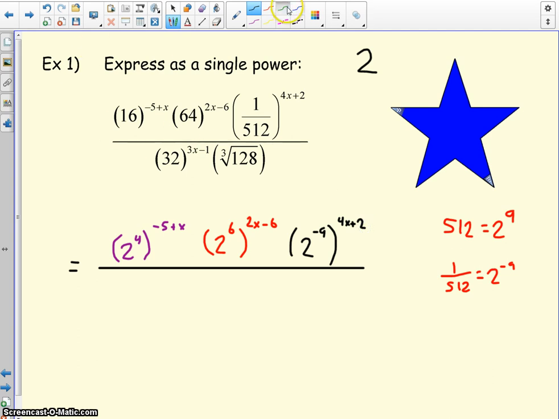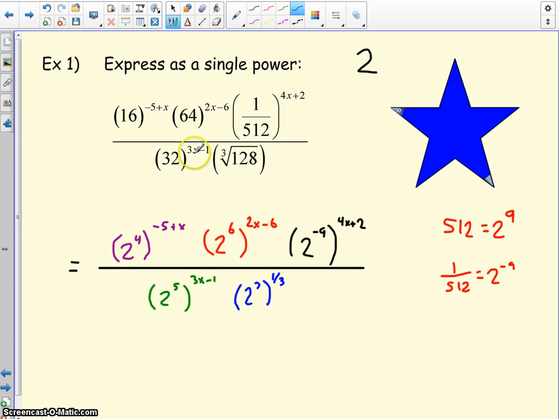Okay, let's keep going. In the denominator here, I have 32. 32 is 2 to the exponent 5. And last but not least, 128 is 2 to the 7th. And that cube root, if you remember your rational exponents, means it's to the exponent of 1 over 3. So what I've done is I've rewritten all of these different bases as a power of 2. Now, I still haven't simplified it all to one single power, but at least I have everything under the same base, so I can start using some exponent laws once I simplify.